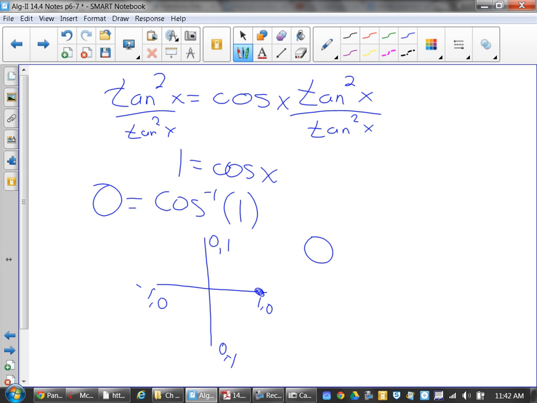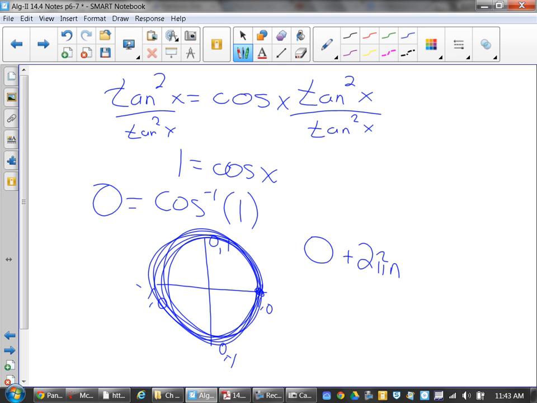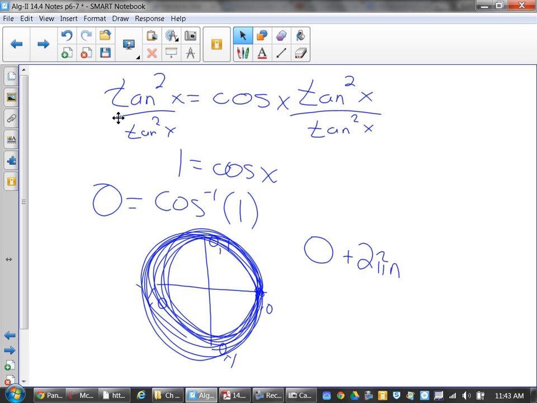In terms of general solution, it'd be 0 plus 2 pi n. Wait, so why is it 0 again? Because that's the ordered pair. That's at 0. It starts at 0, then 2 pi, 4 pi, 6 pi, 8 pi, 10 pi. Cosine is the x, so the answer is x equals 0.